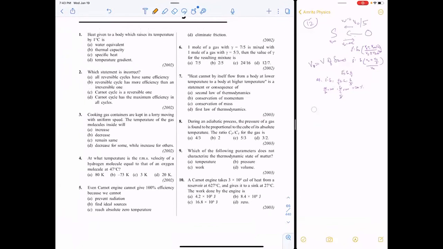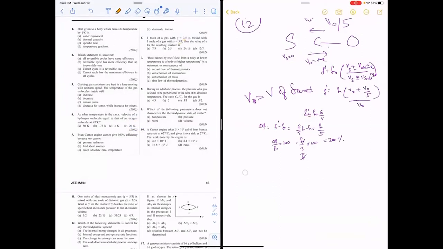Sixth question. Let us do the sixth question. 1 mole of gas with gamma 7 by 5 is mixed with 1 mole of gas with gamma 5 by 3. The value of gamma of the resulting mixture is. This is a calculation question, because the others are conceptual.